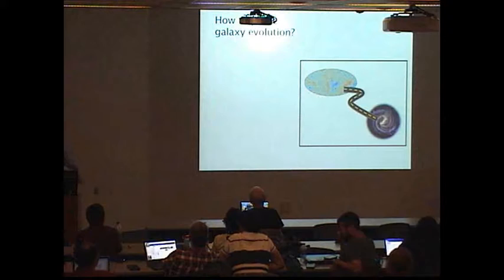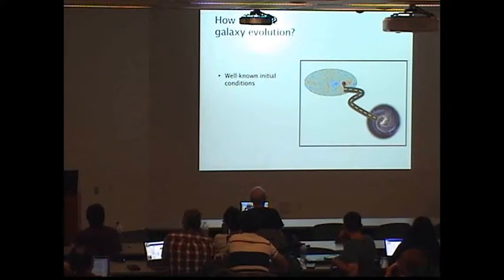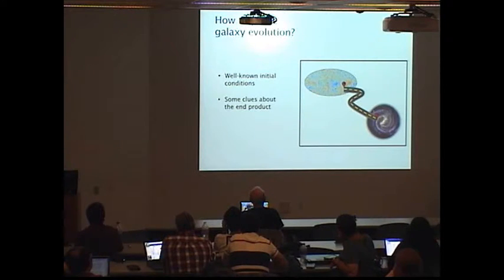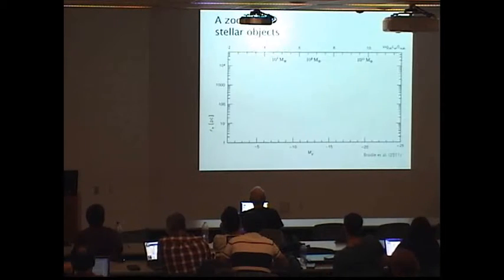So in this context, how to probe galaxy evolution? The fact is, basically, we have pretty well-known initial conditions from the CMB. We have good clues about the end products, what we can observe in the local universe, for example. But in between, we are struggling with the poorly known physics of star formation, of feedbacks, of all the hydrodynamics that takes place.